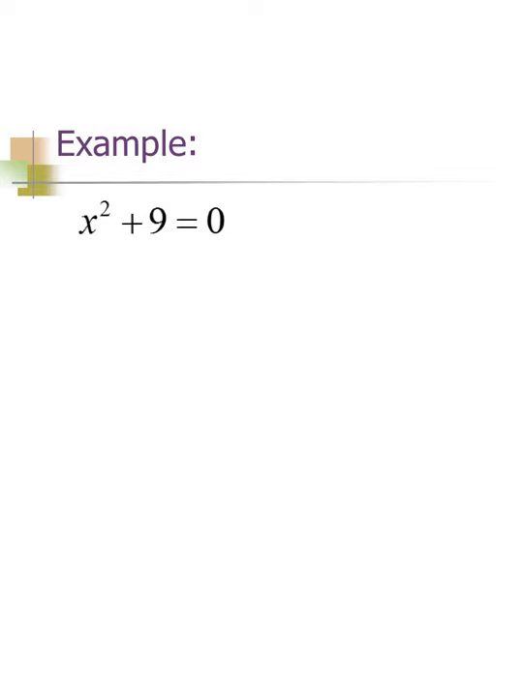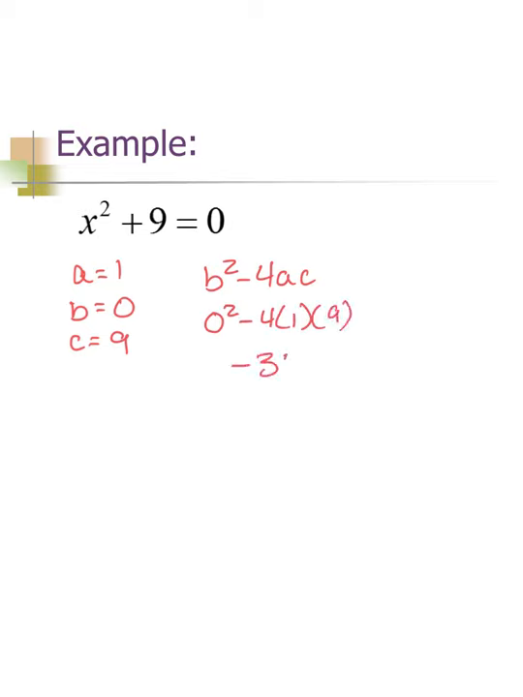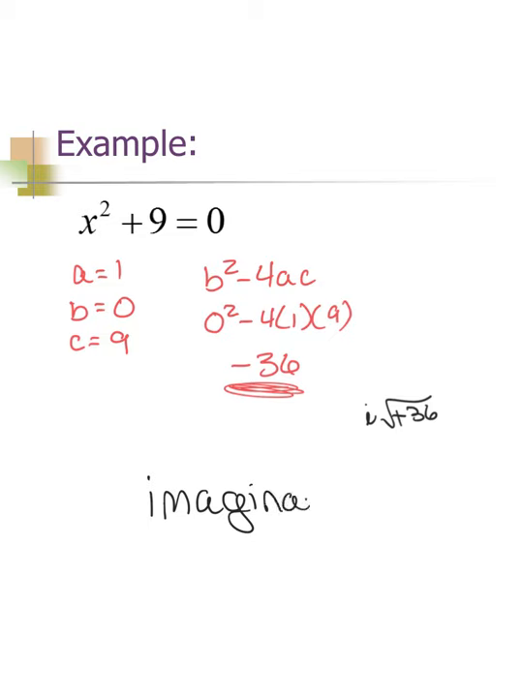Next example. Again, it's equal to 0, so the first thing I'm going to do is list my A, my B, and my C. Once again, if there's no x term, there is no b value. B is 0. If I write my formula, I get 0 squared minus 4, 1, 9. If I type that into the calculator, I get negative 36. This here is the discriminant. In my head, what happens if I take the square root of negative 36? Well, that means an I. So that means the nature of the roots is that they are imaginary.